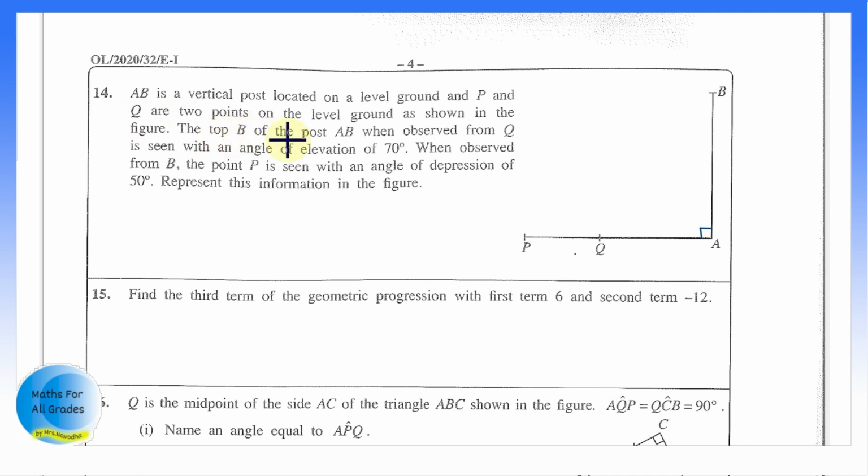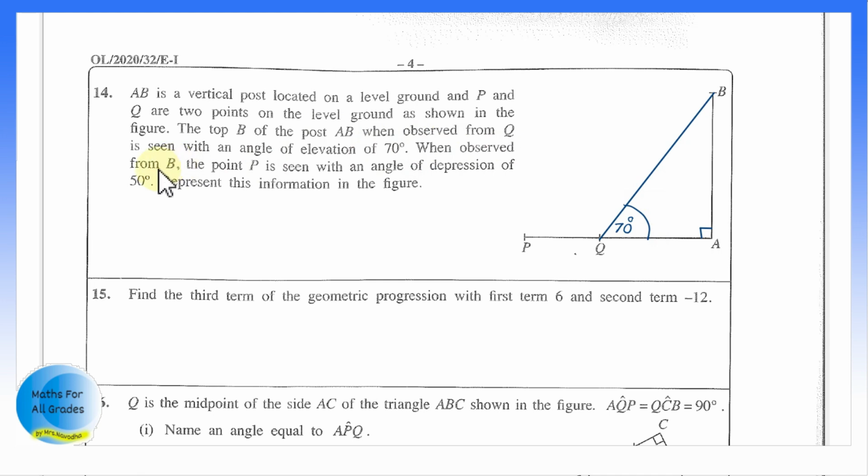The top B of the post AB, B is here, when observed from Q, is seen with an angle of elevation of 70 degrees. So B is observed from the point Q. So you have to connect these 2 points, Q and B. This is the angle of elevation and it's 70 degrees.